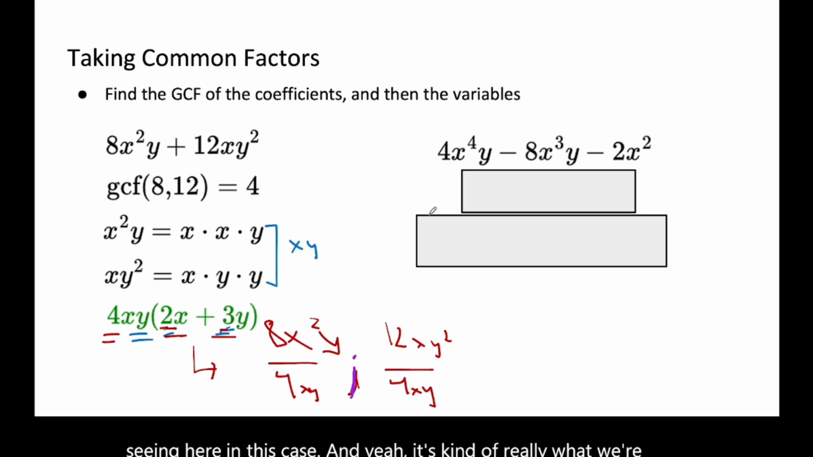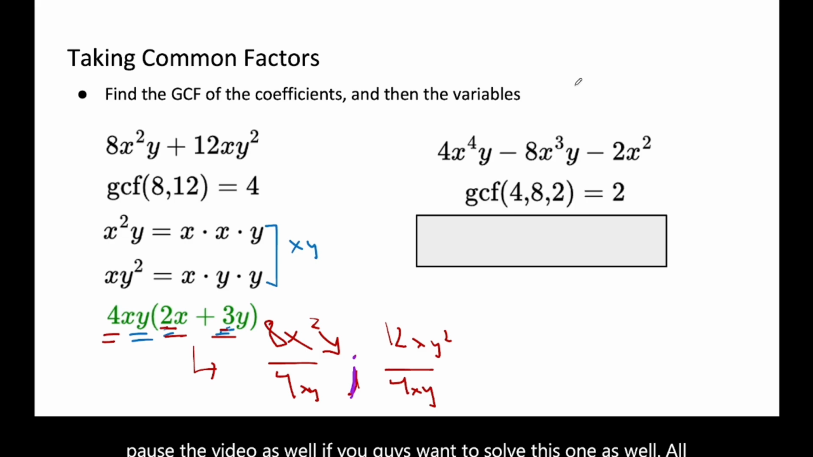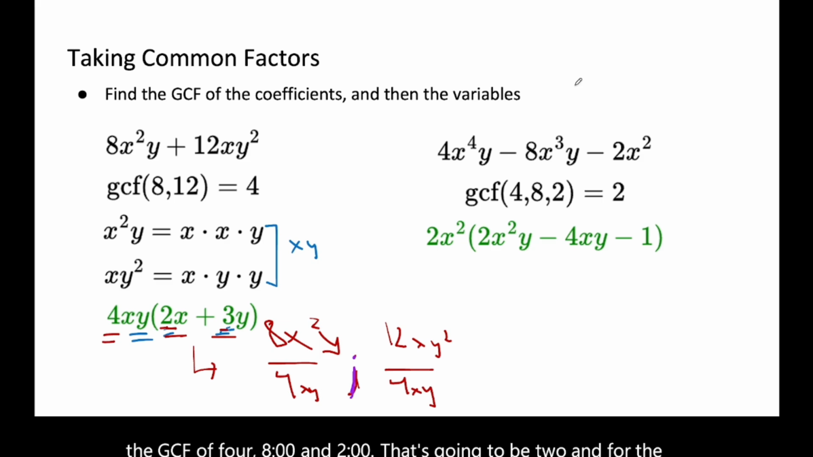Alright, so now let's do this equation here as well. You guys can pause the video if you want to solve this one as well. Alright, so now let's do the same thing. We're doing the GCF of 4, 8, and 2. That's going to be 2. And for the variables, if you do the math here, we see that the commonality is that there's an x squared in all of these. So you can do 2x squared, distribute that out, and then do all the leftovers, and you're going to get that.